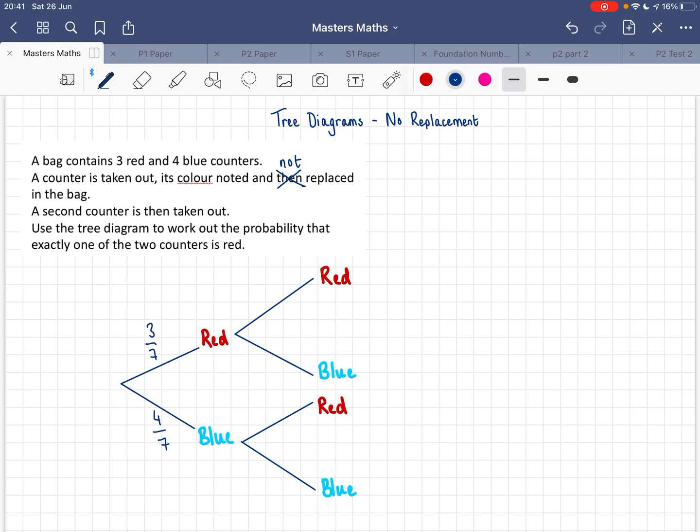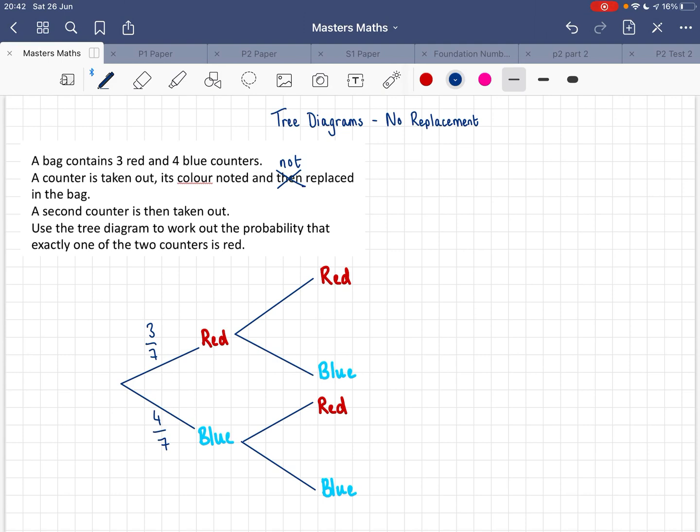But for the second counter that you pick out of the bag, the probabilities have now changed because there's one less counter in the bag, and we have to look at what happens if the first counter you picked was red. How does that affect the probabilities? And what happens if the first counter you picked was blue, and how does that affect the probabilities? Because they will have slightly different impacts.